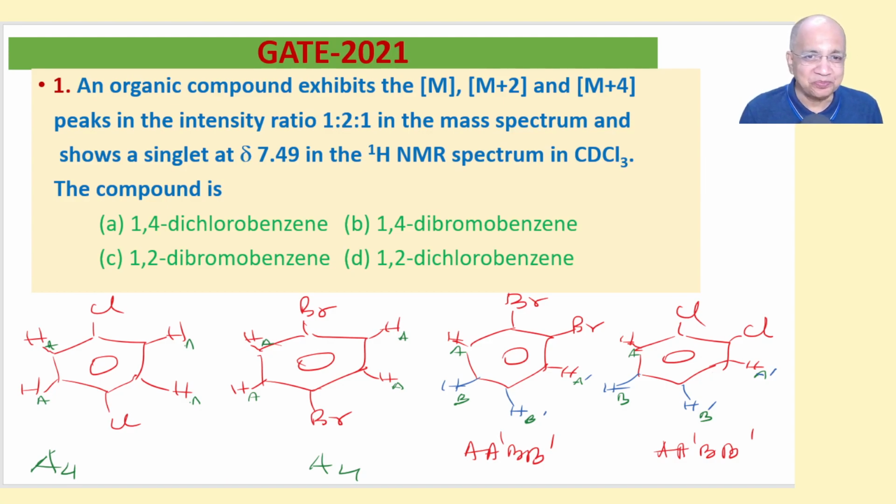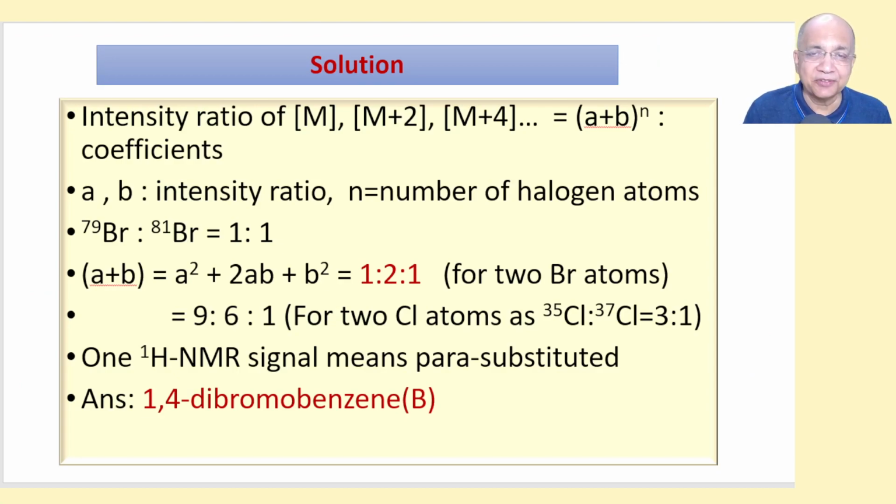Now, first, whether it is dichloro or dibromo. Obviously, we know that if you have a chlorine or bromine, or 2 chlorine, 2 bromine, then each such element has isotopes. For example, chlorine 35, 37 in the natural abundance ratio 3:1. But bromine, the elder sister, 79, 81 are in the ratio 1:1.